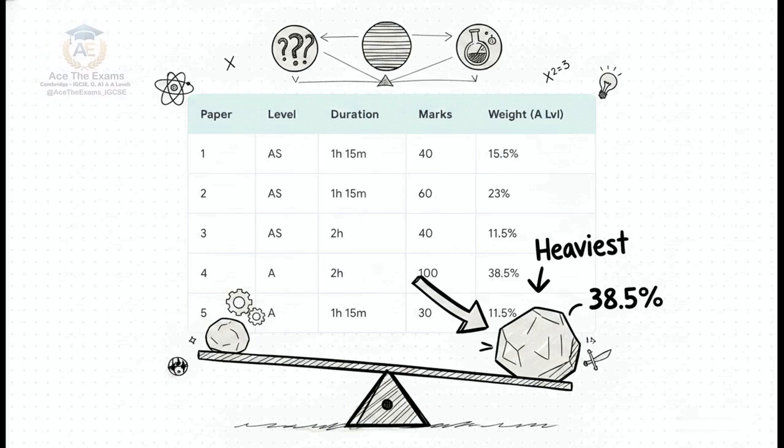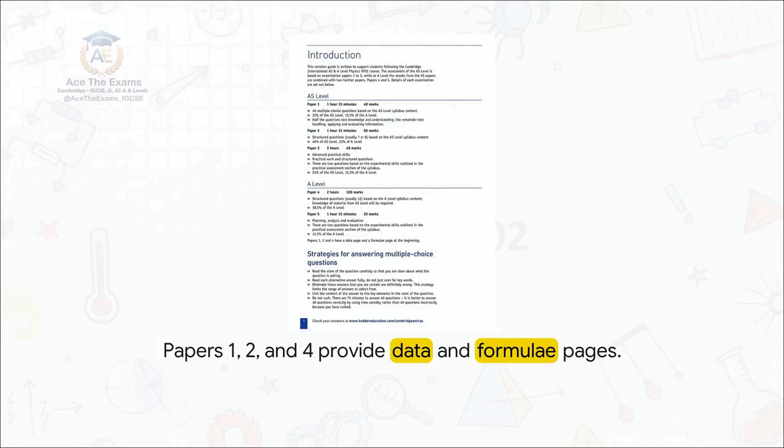going to be fought. Digging right into the official source, there's an essential tactical advantage clearly outlined for papers 1, 2, and 4. Right at the front of your booklet, you are handed a data page and a formula page. This is huge. It means the exam isn't just about rotely memorizing every single physical constant. It's really about your ability to select the right tool for the job under pressure.